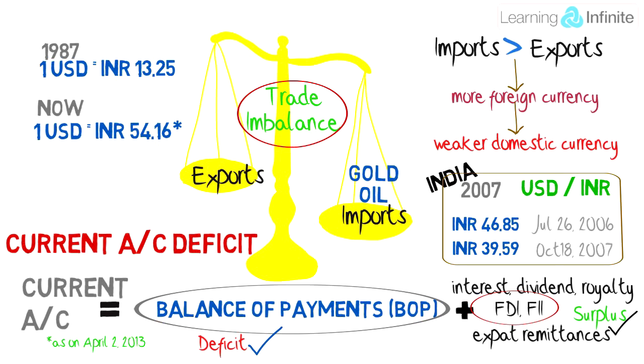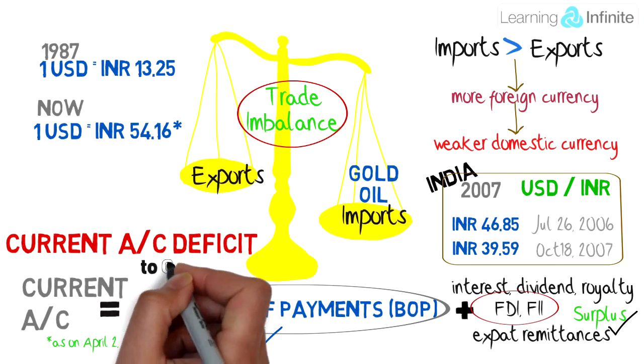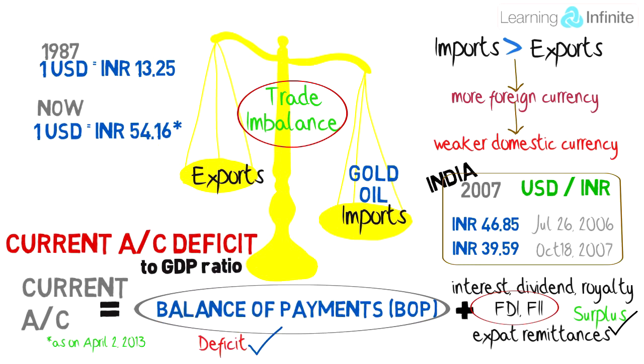It's also important to look at the current account deficit to GDP ratio, and it is a very important indicator of the country's ability to meet its foreign currency liabilities.